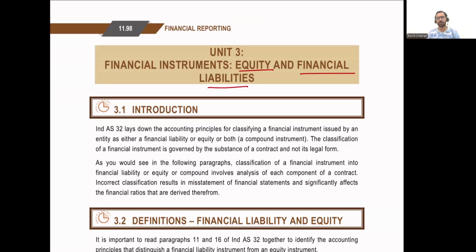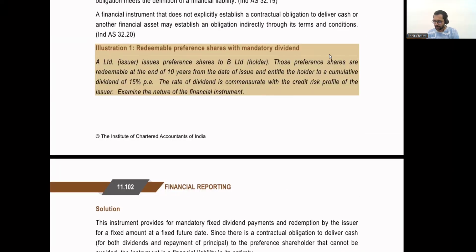Let's look at illustration number 1. A Limited, which is the issuer, issues preference shares to B Limited, which is the holder. Those preference shares are redeemable at the end of 10 years from the date of issue. And these preference shares also entitle the holder to a cumulative dividend of 15% per annum.